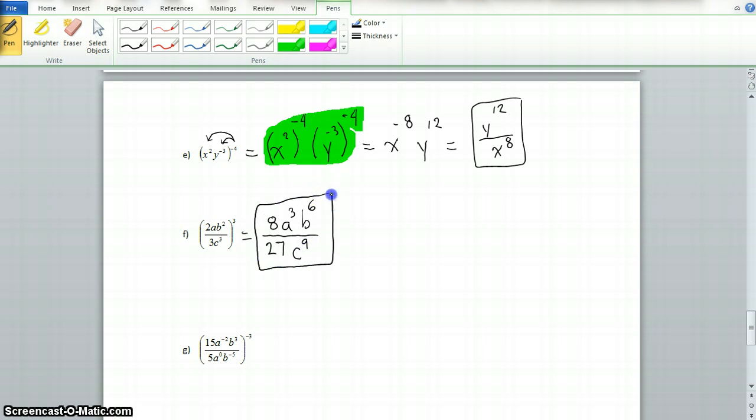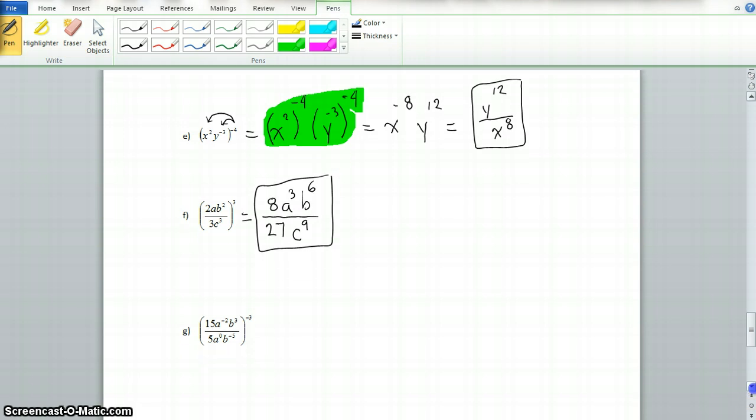I don't have anything else to simplify. All of my exponents are positive. Those coefficients don't have any factors in common. I have an a and a b on top and a c in the denominator. So that's the answer.